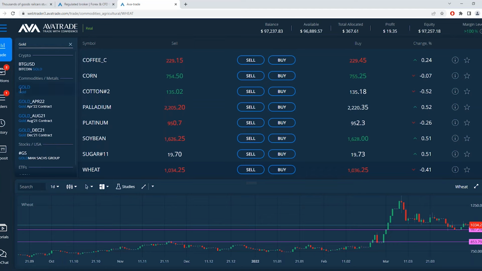Gold, you see gold that just says gold, that's traded on spot price and it doesn't expire. You can leave the trade running month after month. Gold with a date, you see April 22nd, gold August 21st, etc.